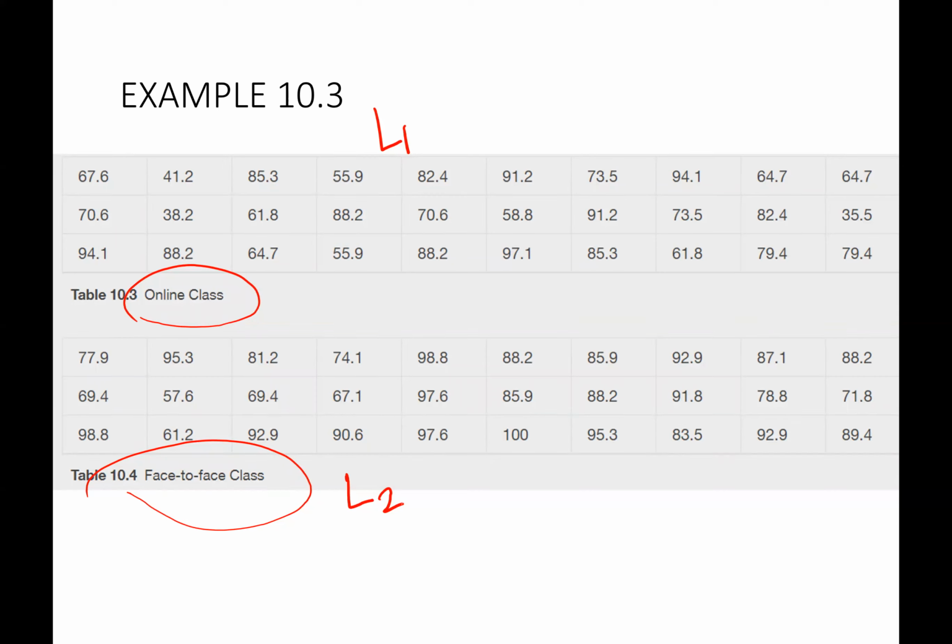Anybody need a calculator if they want to do it? And this is typical of what you would be doing as a statistician. You would have the raw data, and you'd be putting that into either a computer or a calculator to conduct the hypothesis test.